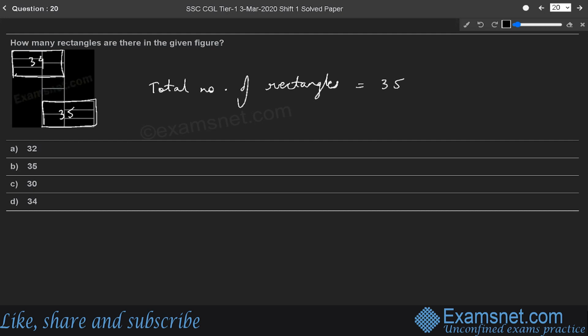So I hope you are clear with this question. All you have to do is count the number of rectangles, but you have to concentrate on each and every part. Okay. You have to find out each and every possibility of getting a rectangle here. So for this question, the correct option will be option B, that is 35.